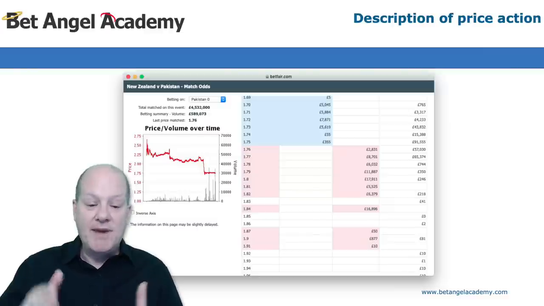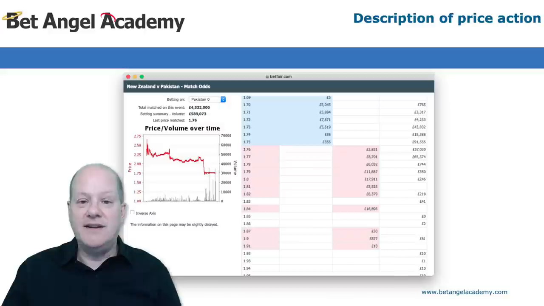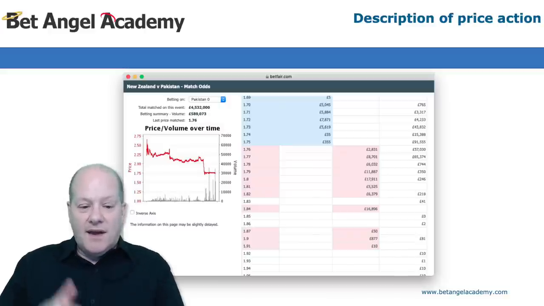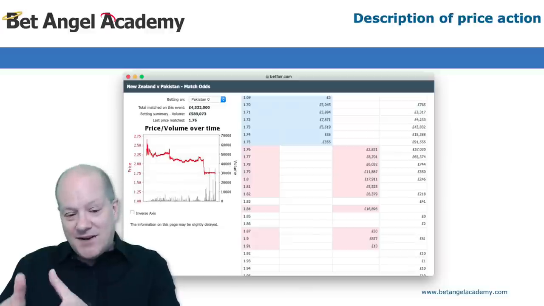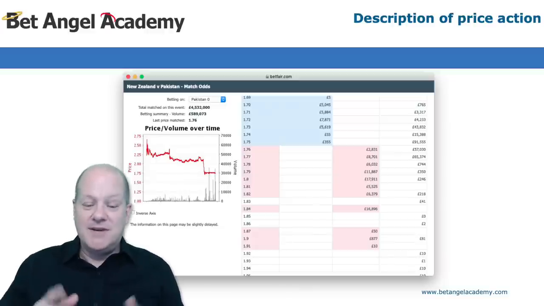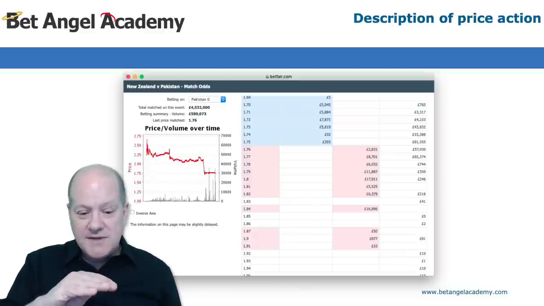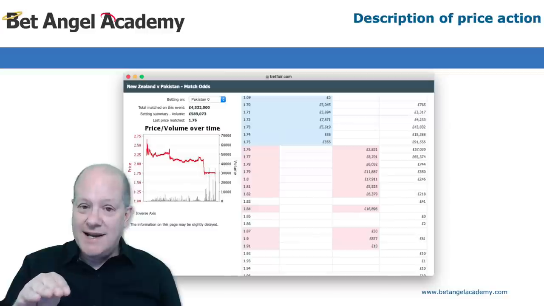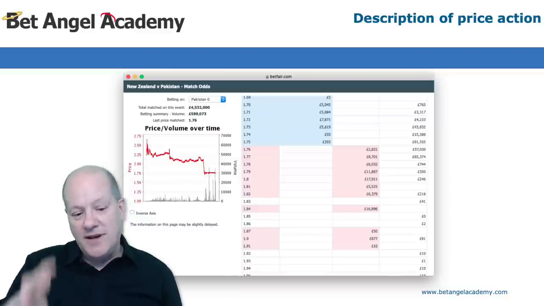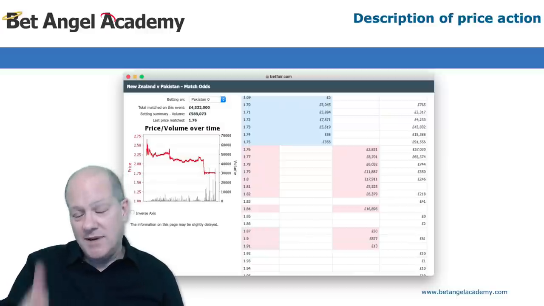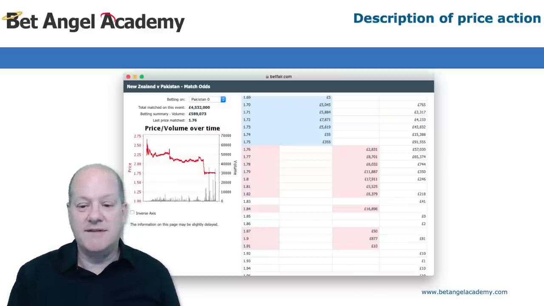But you can see here, the price was pretty flat for a while, which indicates the period before the match started. The match started and then New Zealand went into bat and Pakistan got a wicket fairly quickly. Let's make sure that we get this right. You can see the price in Pakistan was fairly flat. It looked like a fairly even match. Pakistan get a wicket and then the price on Pakistan comes in. So New Zealand were batting, Pakistan get the wicket, the price in Pakistan comes in.